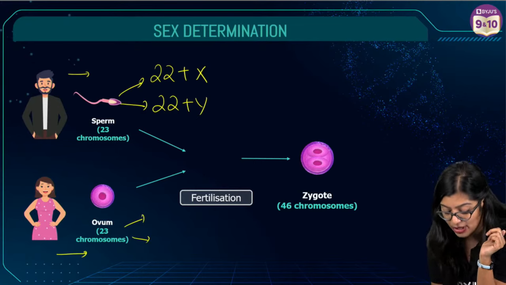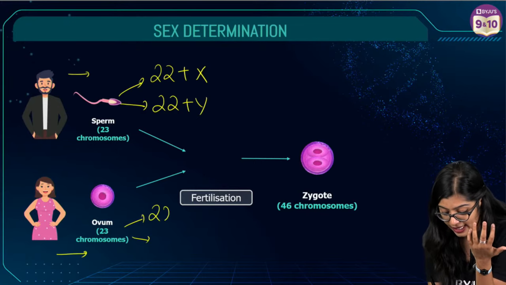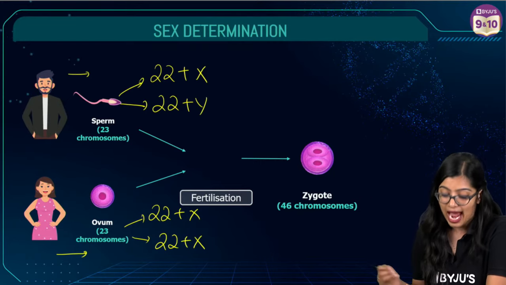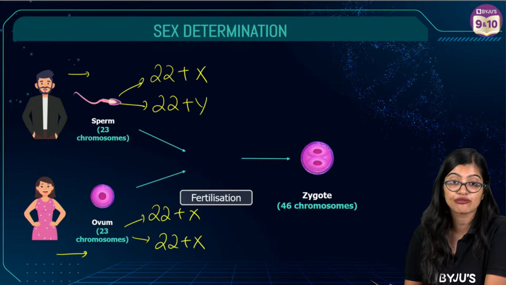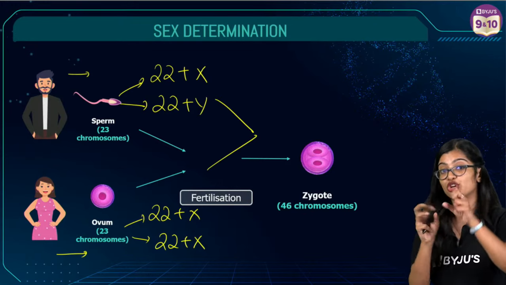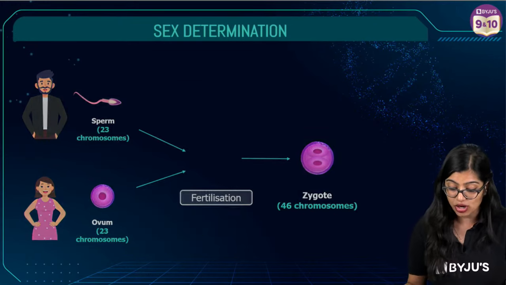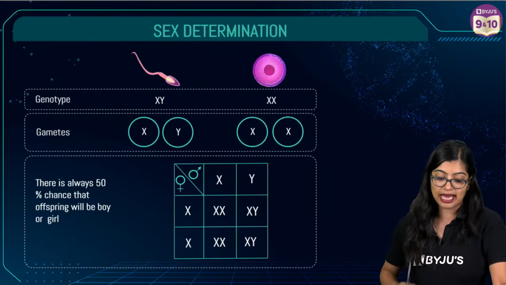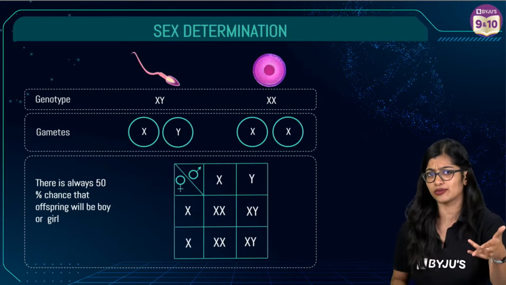On the other hand, all eggs will end up having 22 plus X, because both chromosomes in the female are X. And when the process of fusion of sperm and egg happens, based on which sperm is fusing with the egg, this determines the sex of the young one.